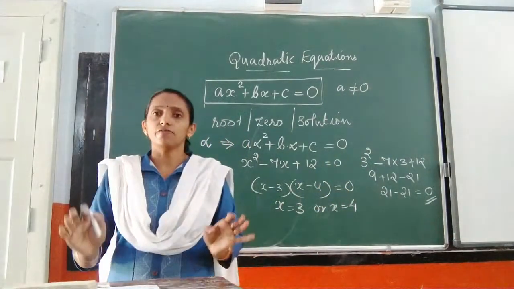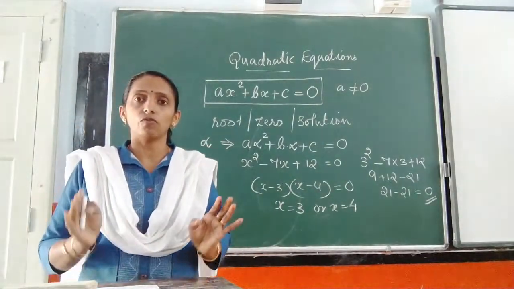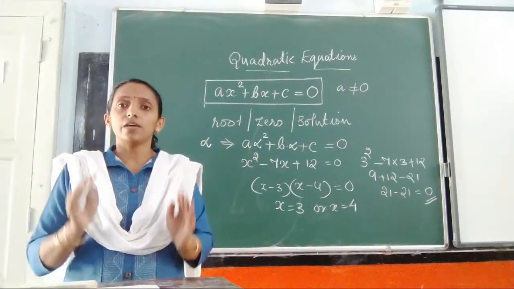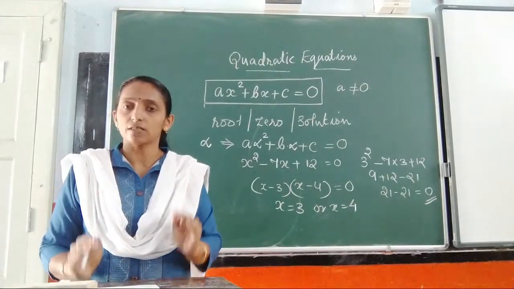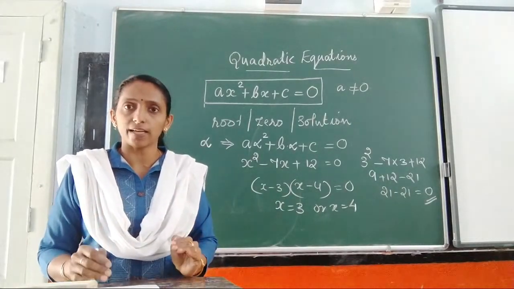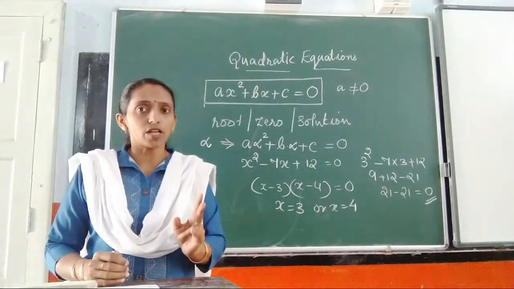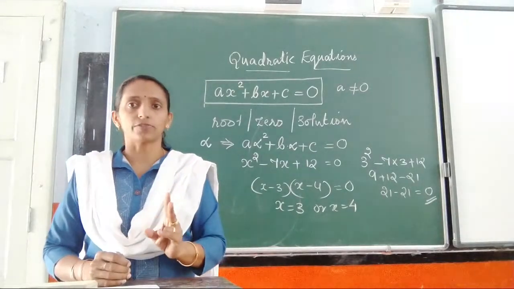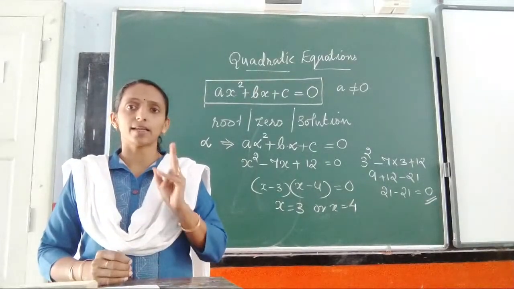So when we have a value for x, and while substituting it in the given quadratic equation that value satisfies the equation, meaning when we substitute the value of x the answer comes as 0, then that particular value of x is known as a root of the quadratic equation. There are two values.